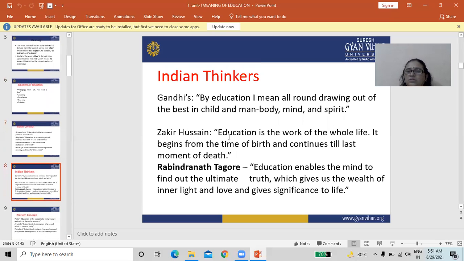Next, Indian thinker Gandhiji. By education, I mean all round drawing out of the best in the child and man, body, mind and spirit.